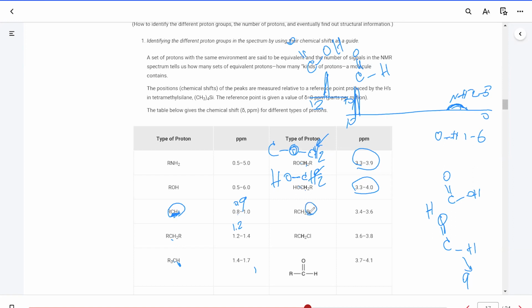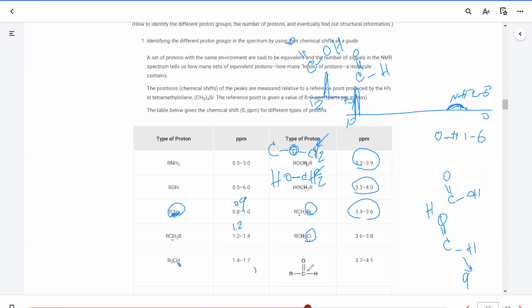An electron withdrawing group would increase this value. So if we have a CH3 at 0.9, and there is a Br on the same carbon, it's going to increase that to like 3.5. That's for bromine. For chlorine, because it has slightly higher electronegativity, 3.6 to 3.8.